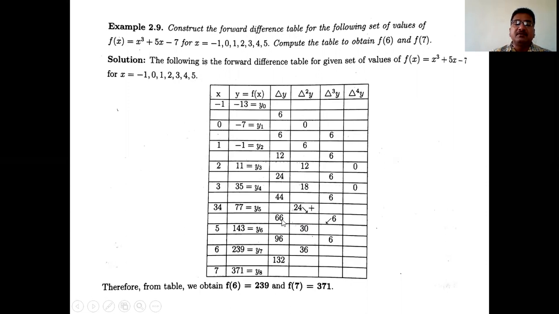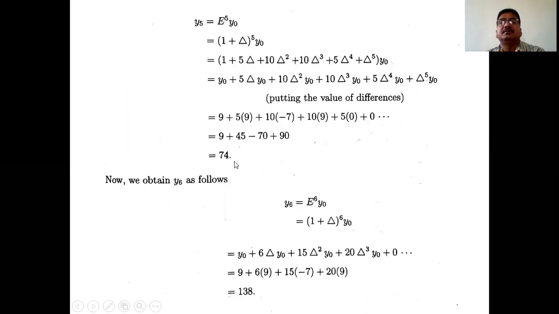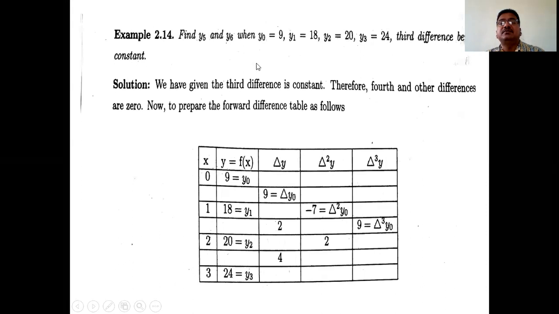Similarly, we have 66, and the entry here is 143. This is given, but how can we find this entry? When we get 96, the entry is 239, because 239 minus 143 is 96. Similarly, when we have 132, the entry is 371, so 371 minus 239 is 132. In this way, we get f6 and f7 as 239 and 371 from the table, not by using Newton's forward or backward difference formula, or the formula given in the problem. This is the answer of this problem. This is another method, but we generally use the forward difference or backward difference method.